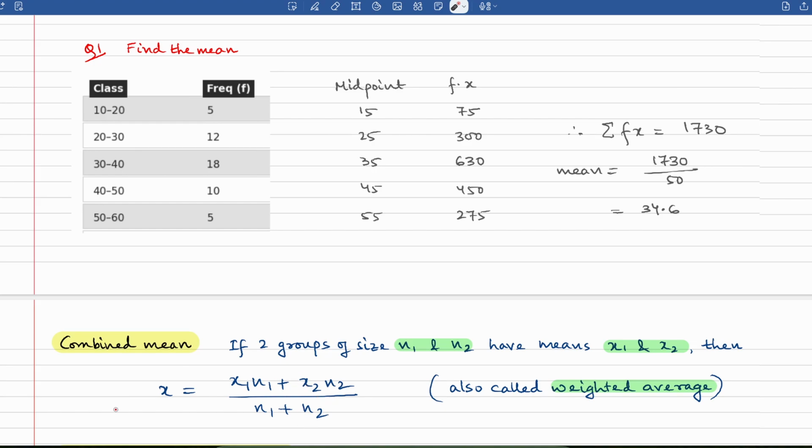For these type of problems also, you can use the combined mean. So the n1s would be the class sizes of the respective sections, and the x1, x2 would be the means of the respective sections, and from there you can combine to get the weighted average.